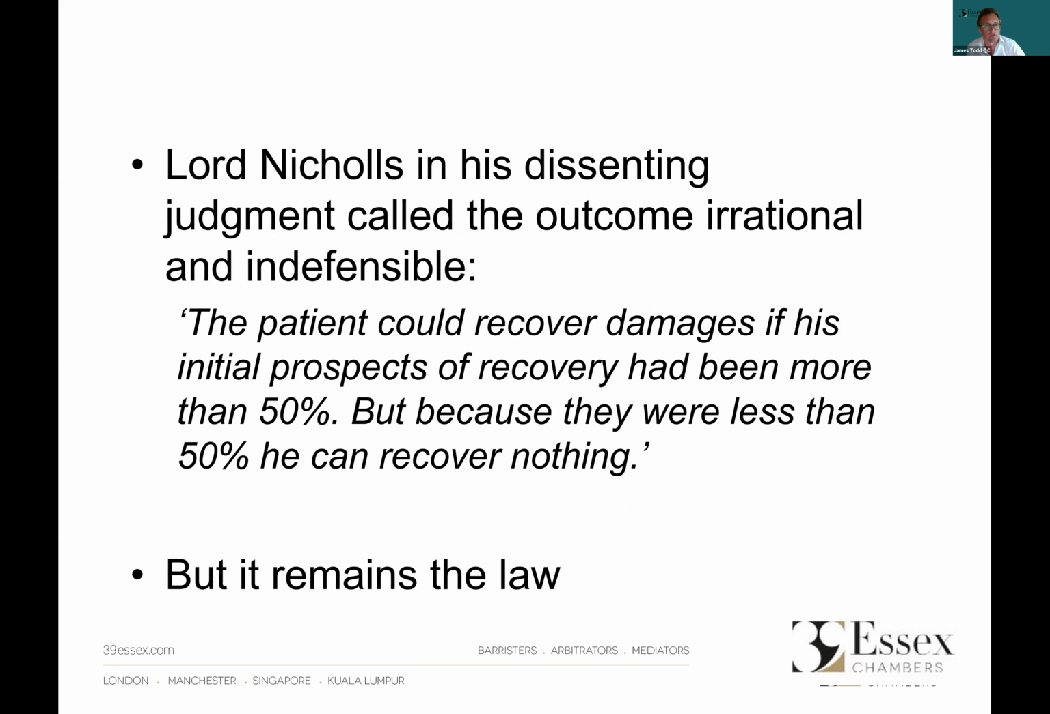Now, there was some strong dissenting opinion in Gregg and Scott, and the most outspoken of their lordships was Lord Nicholls, who called the outcome irrational and indefensible, making the very easy to understand and patently correct point that if this claimant had started off with a 51% chance of recovery, but for the negligence, he would have won. He'd have got his damages. Because it was 44, i.e. less than 50, he can recover nothing. Now, notwithstanding that strong dissenting judgment, Gregg and Scott remains the law. So the loss of a poor chance of a better outcome is determined by looking at Gregg and Scott.